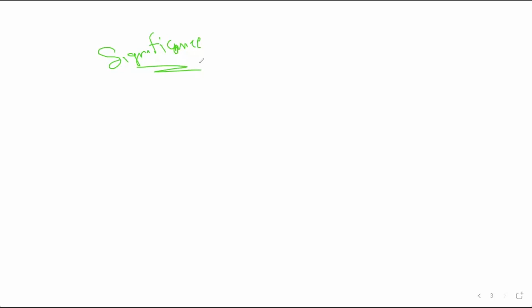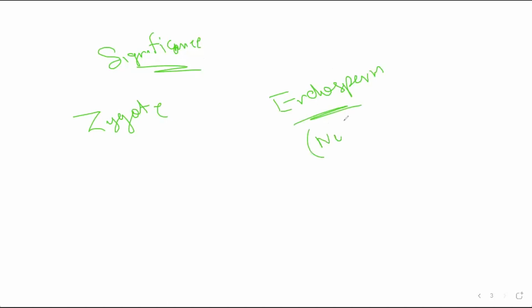So what was the product of the double fertilization? On one side, it was forming a zygote, and on the other side, it was forming an endosperm. What is the significance of this? The endosperm provides nutrition to the growing embryo. That's why it needs to be formed before the formation of the zygote.